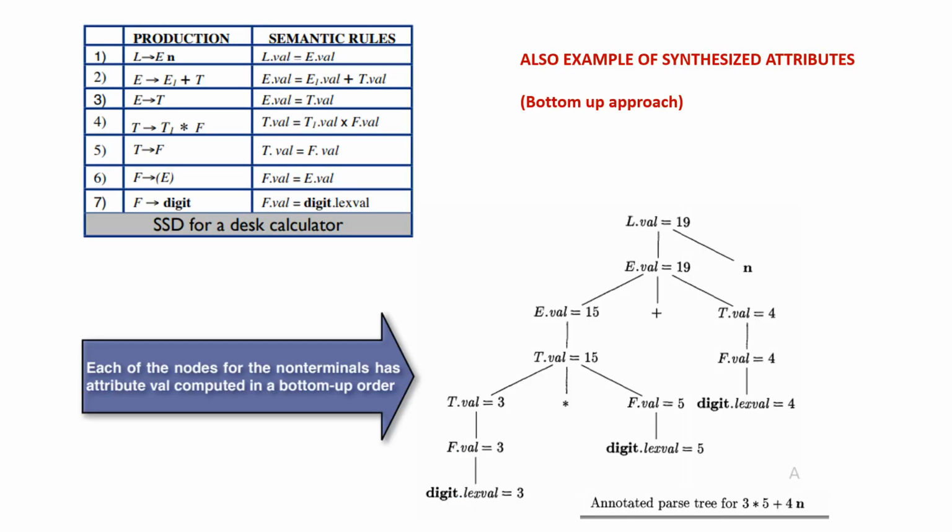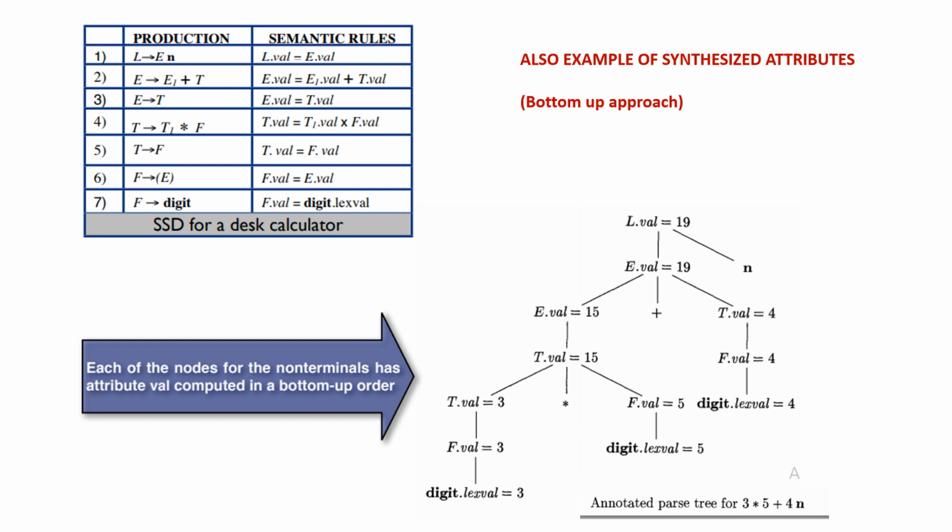So for this SDD, for a simple desk calculator, we have an annotated parse tree, because we have to evaluate these productions using the parse tree only. And as I said before, this is a bottom-up approach. This is one of the examples of synthesized attributes, the SDD for a simple desk calculator.